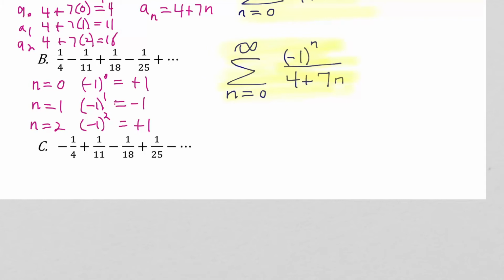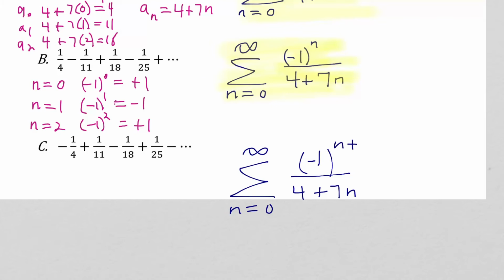All right, so for part C, we've still got the same pattern, except the signs. Let's put this part in first. All right, so we know we have some kind of a 1, but this time it's going negative, positive, negative, positive. So the way that we achieve that is we raise negative 1 to the n plus 1 power. So let's test it out. When n is equal to 0, we've got negative 1 to the 0 plus 1, which is negative 1 to the first power, which is negative 1.